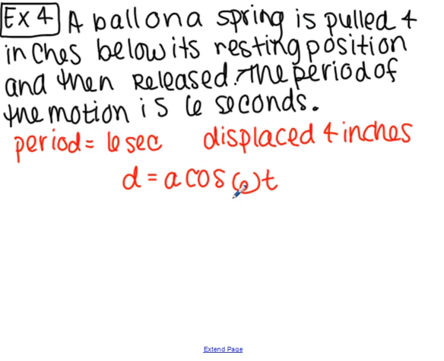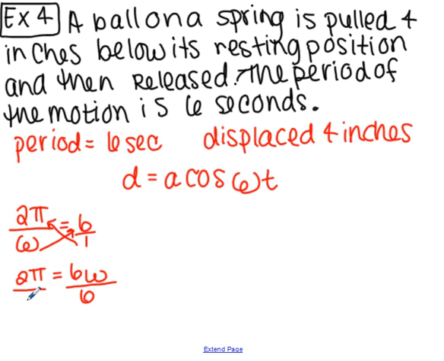Now I just need to decide, what is this omega? Well, I know that period is equal to 2 pi over omega. The period is 6, so I'm going to write it as 6 over 1 just to help. We can cross multiply. 1 times 2 pi is 2 pi. Omega times 6 is 6 omega. I want to know omega, so let's divide by 6 and reduce. 2 pi over 6 reduces to pi over 3.